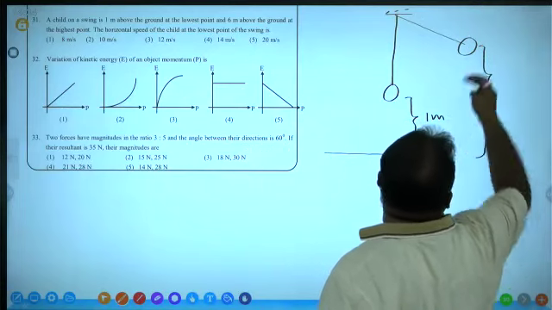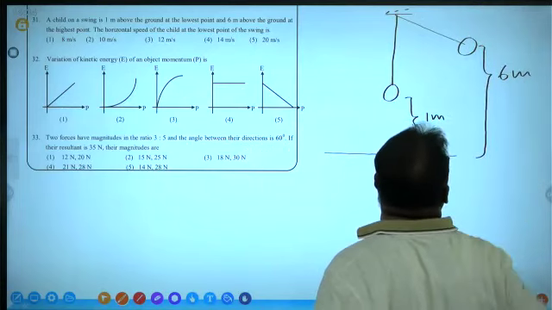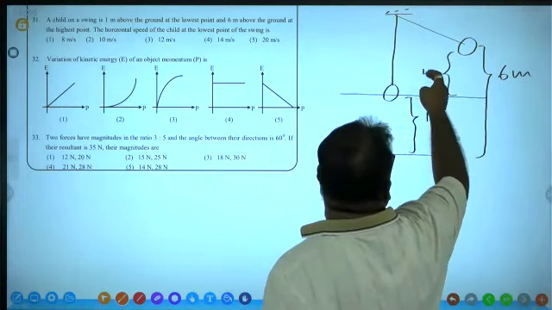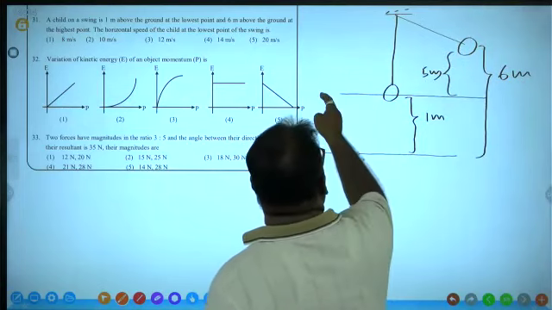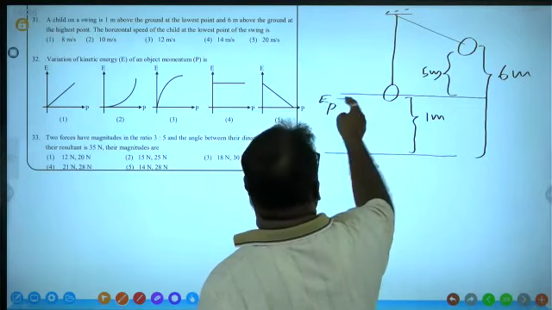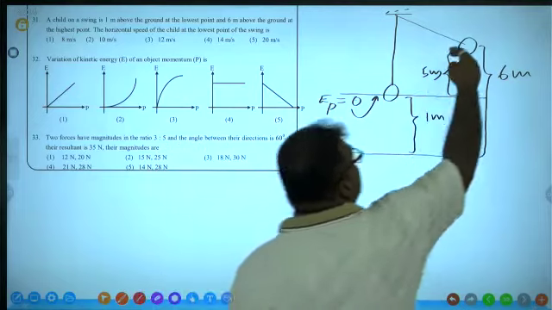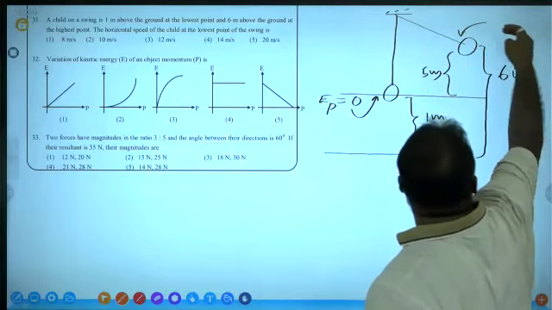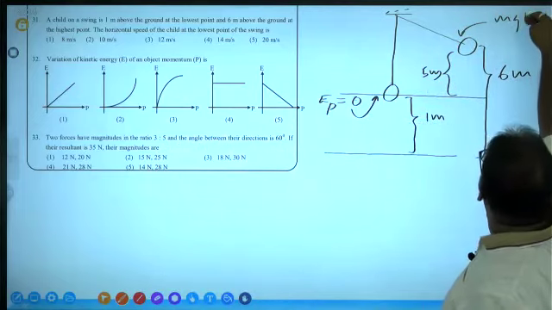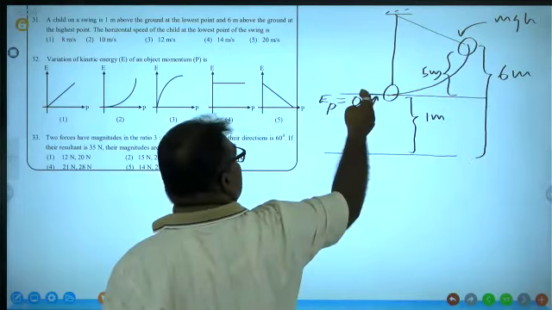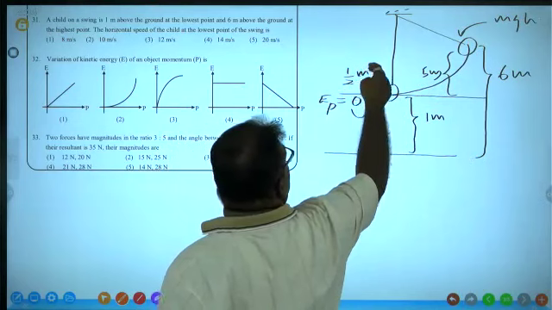Highest point is this one. This is 6 meters. Then you can see from here to here is 5 meters. This level has 0 potential energy. Then you can see here we have potential energy mgh. When it comes to here, it obtains half mv squared.